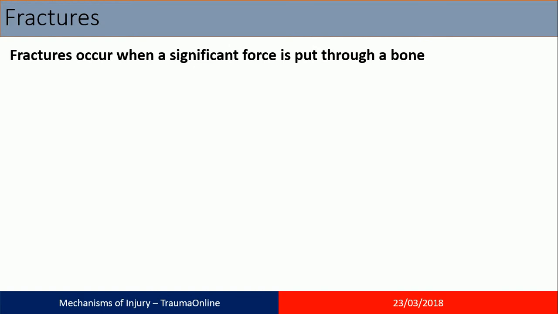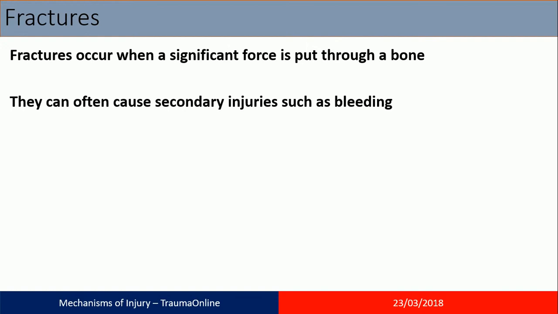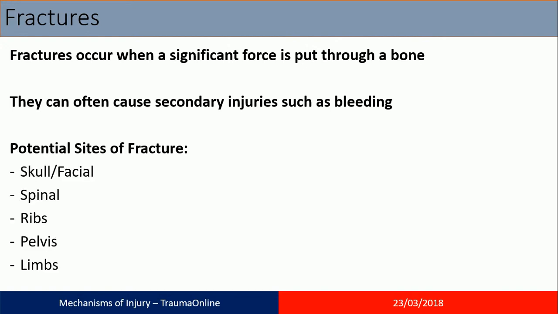So fractures occur when significant force is put through a bone, and they might cause further injuries. If, for example, the broken part of the bone then goes on to penetrate a blood vessel, or it may go on to damage a nerve. So there are a number of secondary injuries that can come from fractures. And there are a number of places in which fractures can occur, and it's basically anywhere where you have bones. But they're most common in things like your limbs, and pelvic fractures are also very important to consider in trauma because there's a lot of blood vessels running through the pelvis, and this can cause significant bleeding.